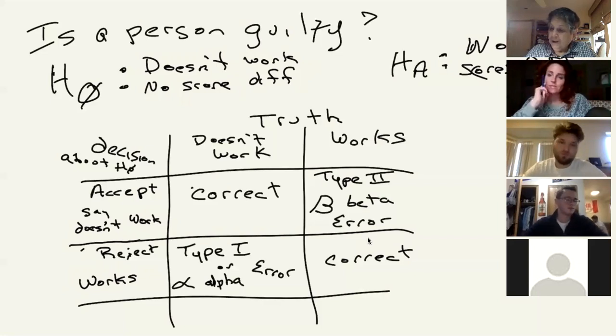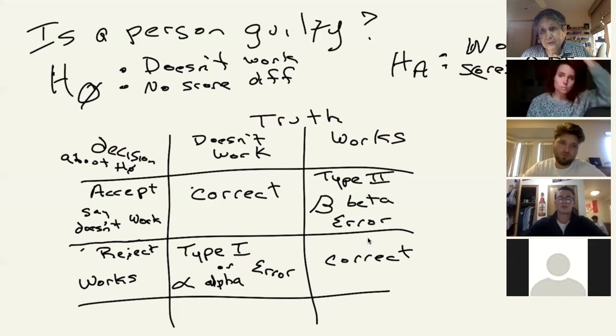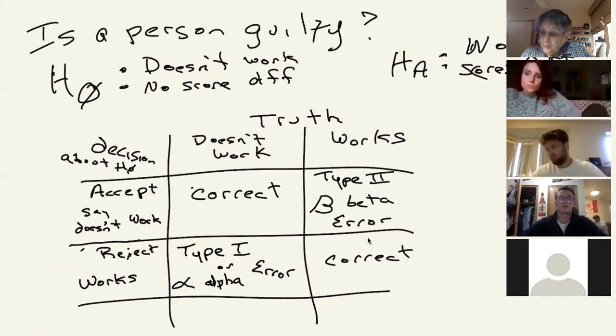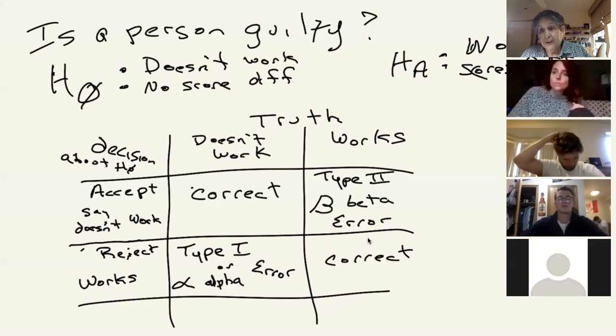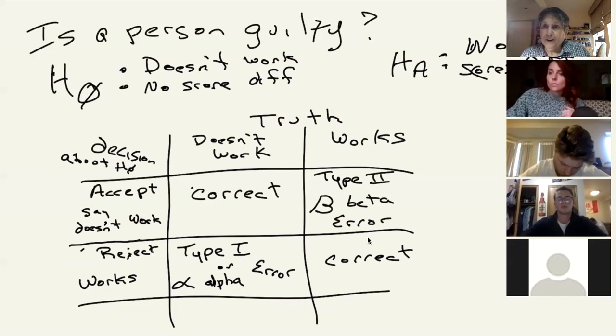Okay, so let's take a look at this now. The truth is that it either works or it doesn't, and our decision about the null hypothesis, the one that says it doesn't work, is either we're going to accept it, or we're going to reject it and say it works. There's two ways to be right, and there's two ways to be wrong. If the therapy doesn't work and we said it doesn't work, we're correct. If the therapy actually works and we decided through this big mathematical process that it works, we're correct. There's two ways to be wrong.